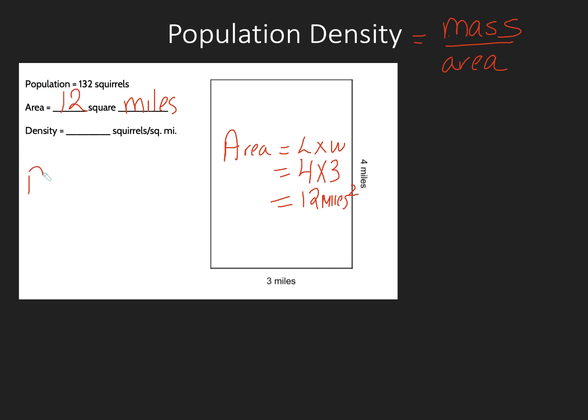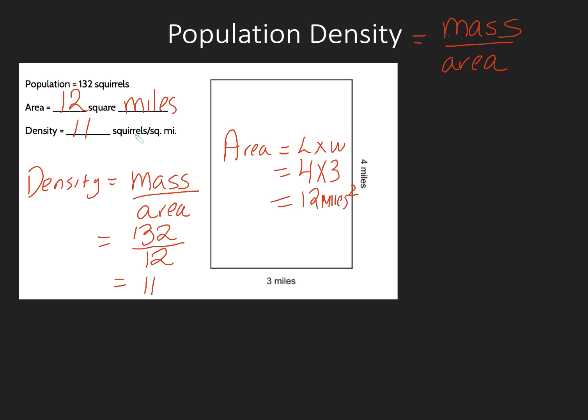And now they want us to calculate the density. Remember, density is just mass divided by your area. My mass, which is the population, is 132 divided by the area, which is 12. And I know 132 divided by 12 will be 11. So your answer is 11 squirrels per square mile.